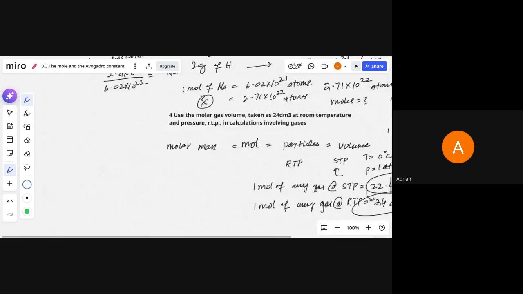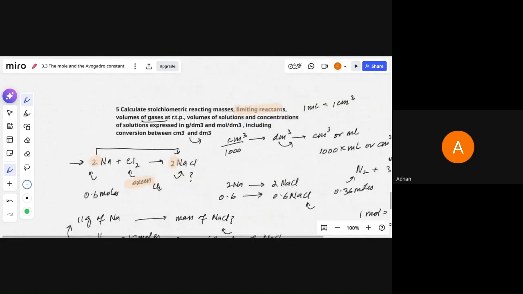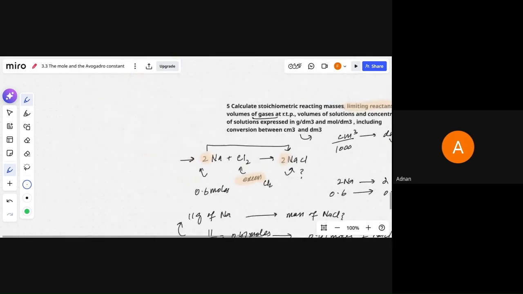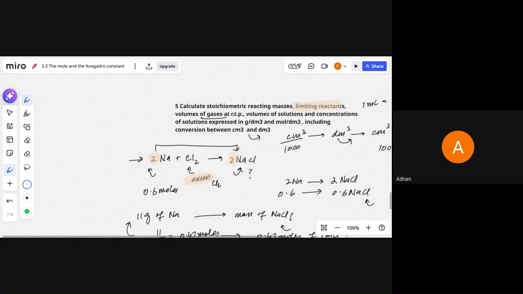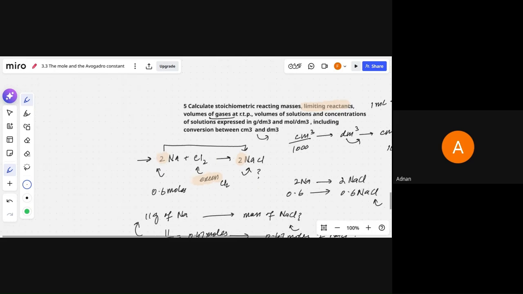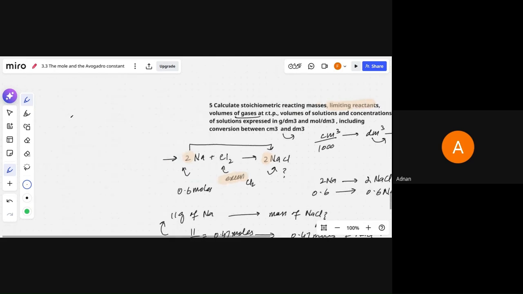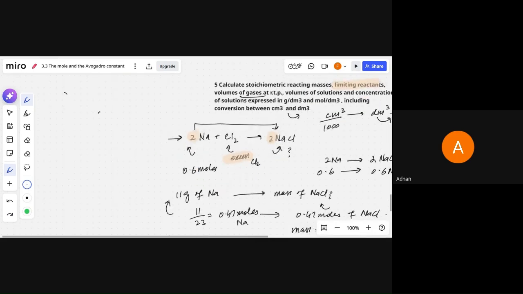So now let me give you a few questions here. But I think instead, let us try to understand limiting reactant first, and then we come back to volumes of solutions and concentrations. What is a limiting reactant? This is interesting. This is considered a difficult topic. Many students struggle with this, so I want you to pay attention here.